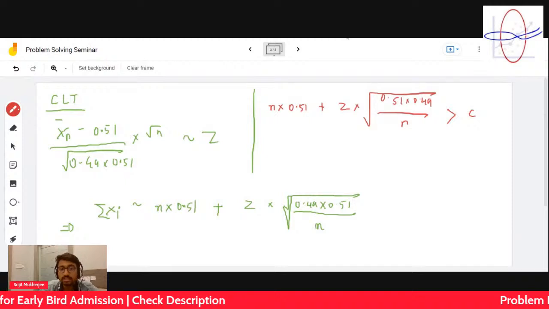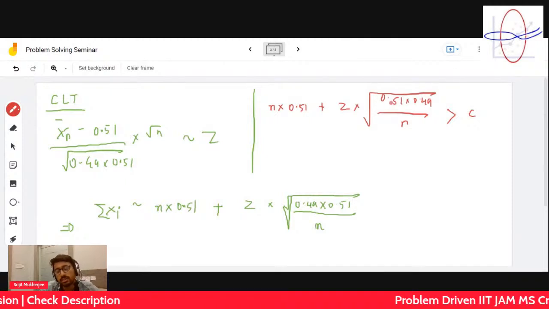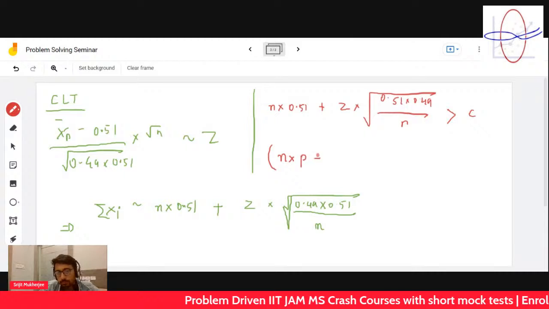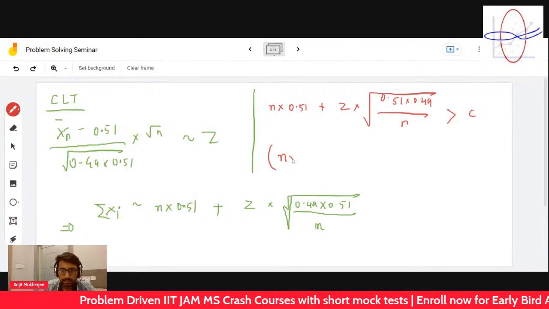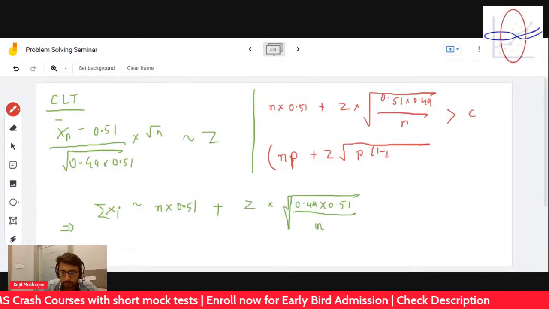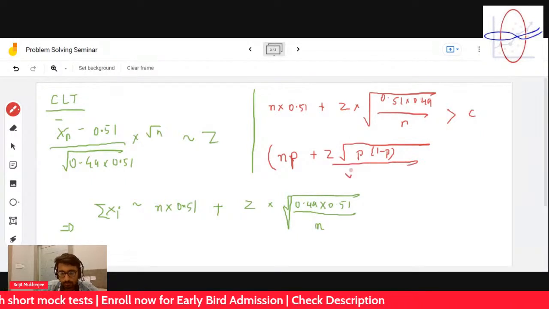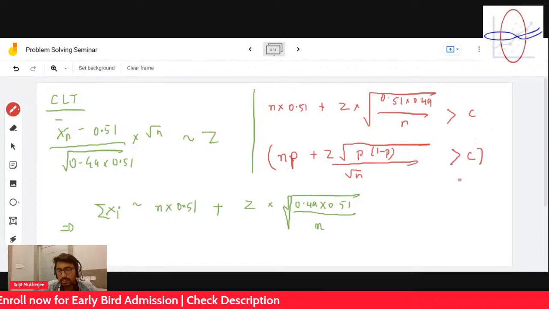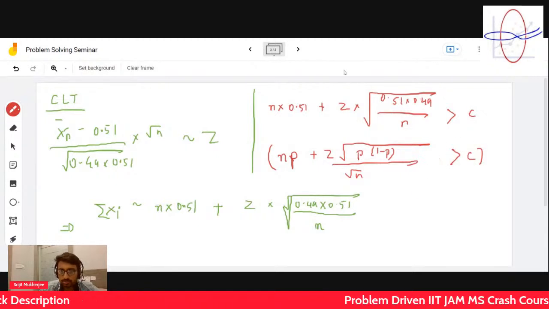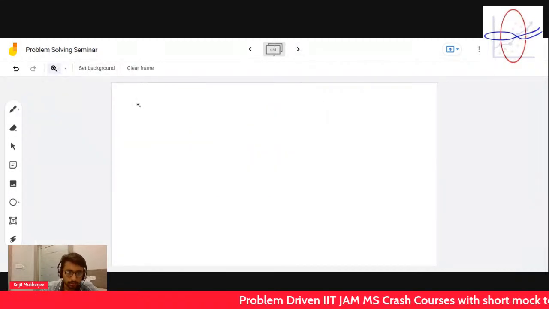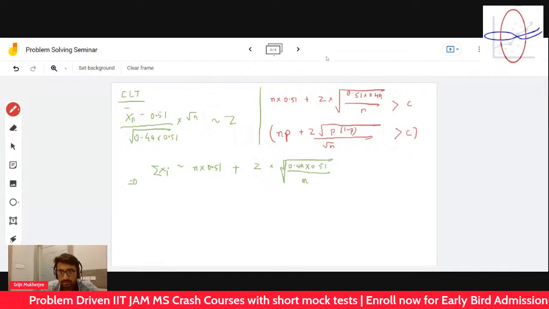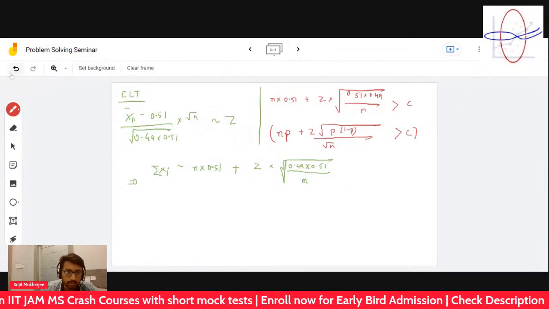Given H naught is already incorporated over here because we have put p. So the rejection region is n times p plus z times p into 1 minus p by root n. This is the rejection region. So under H naught we have put p equal to 0.51. This is the rejection region, and we have got this greater than c. So it will go too far down, yes.